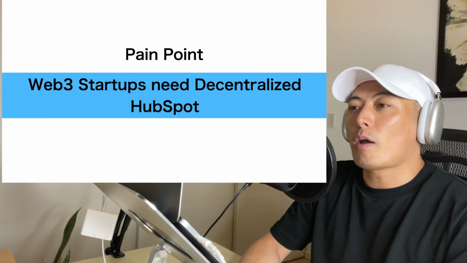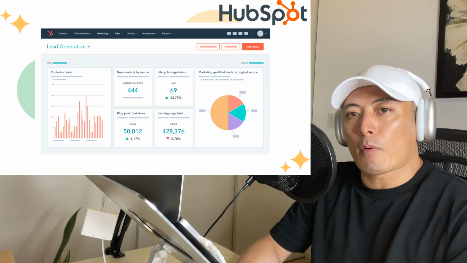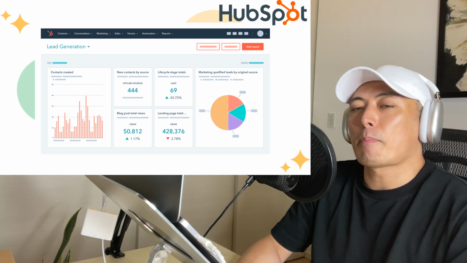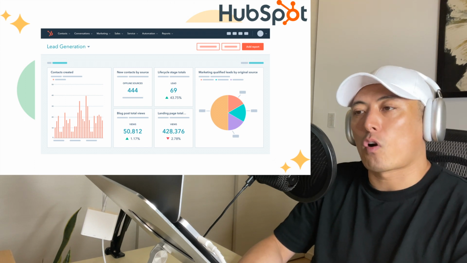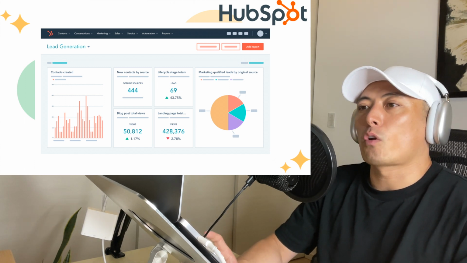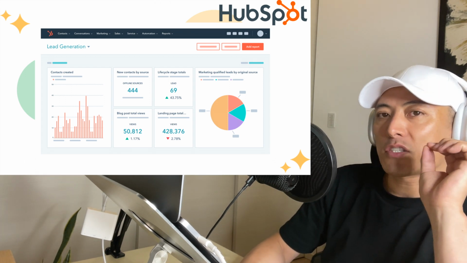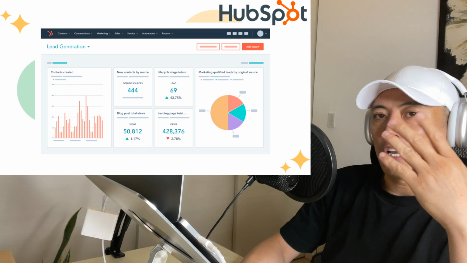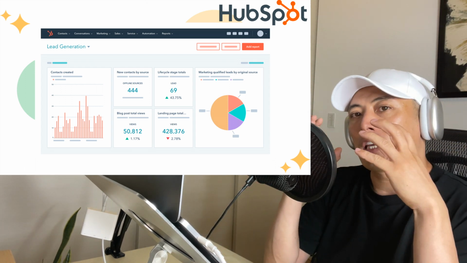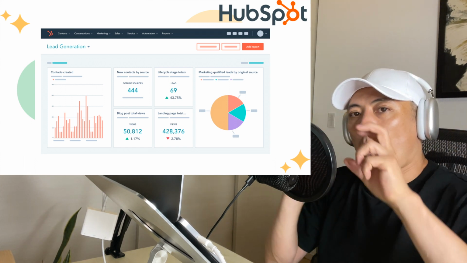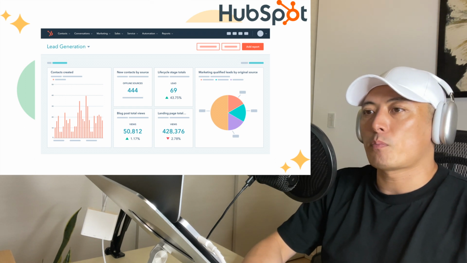So here's the point. Web3 startups needs decentralized HubSpot. For those people who don't know about the HubSpot, let me tell you the background here. So HubSpot is one of the major SaaS products for any kind of marketer on the Web2 space. Because they can integrate a lot of like a social data, like an SNS data or search data or website traffic data into the one SaaS, then you can analyze with a variety of angle. It's a pretty useful tool. That is why they made a huge success on a Web 2.0 world.